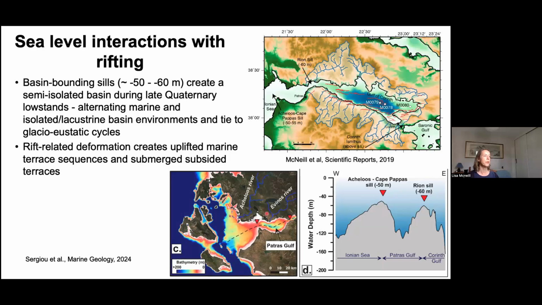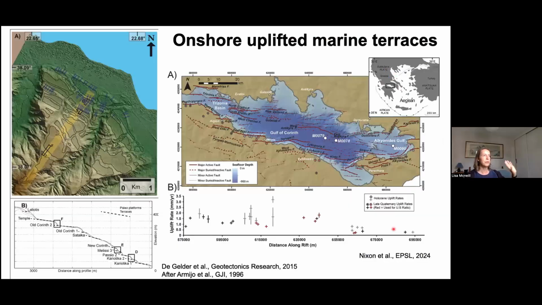So we can see here also some details of those sills from a paper by Spiros Sergiu, published quite recently. So you can see their depths. One of the issues you might be thinking is, do we know that those sill depths have remained constant with time? That's a good question. And the answer is no. And in fact, I think the drilling data helps us to resolve that question. So I'll go through some of those different elements of sea level interaction.